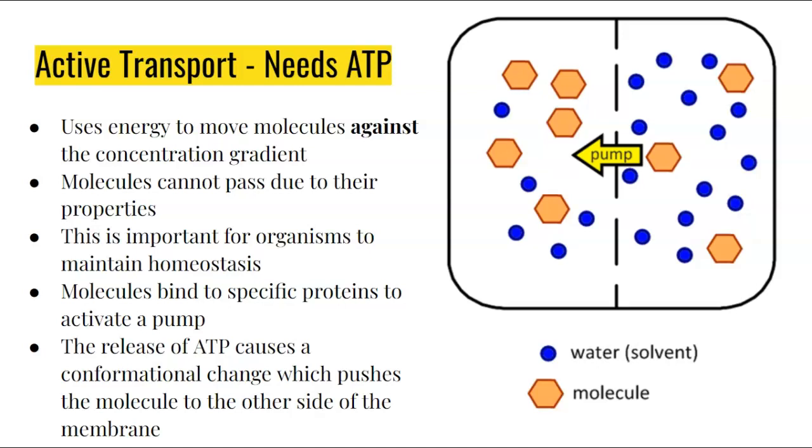This is important to maintain homeostasis sometimes. So you do this all the time in your body, but this is what you use a lot of energy for. So naturally, molecules want to be in equilibrium. So this is forcing an unnatural activity, which is why you need energy. Again, these molecules need to bind to specific proteins to activate a pump. When that pump is activated, it will release ATP, which causes a change in the pump, and it will allow the molecule to move from one side to the other, allowing the concentrations to continue to be uneven.